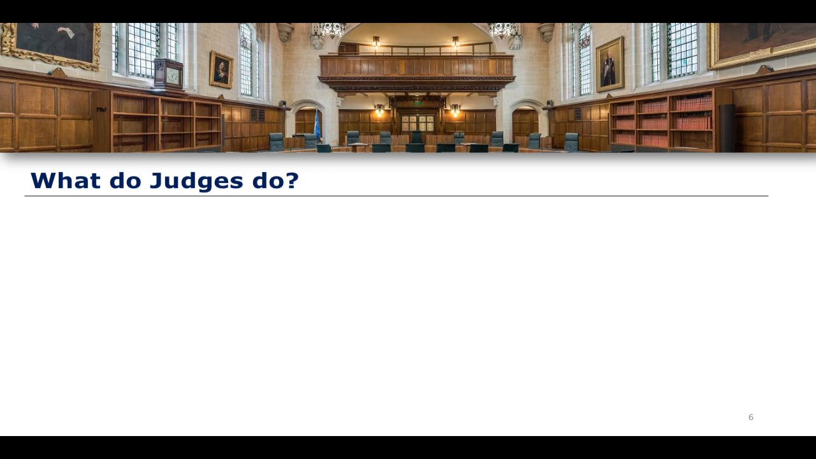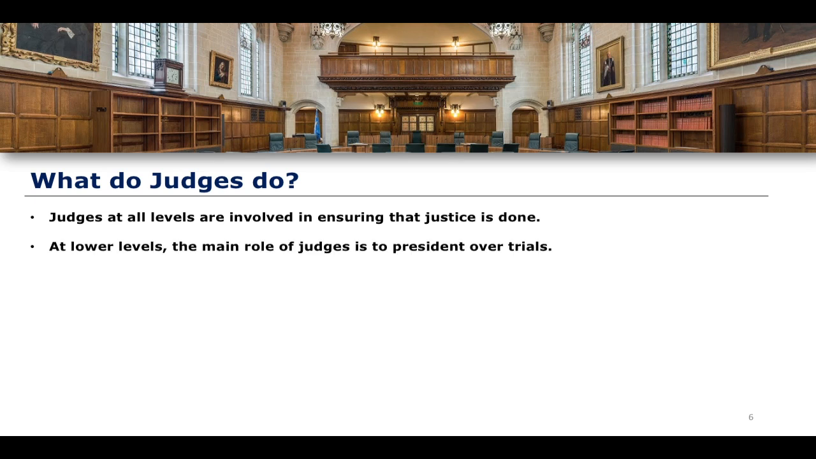Finally then, what is the role of judges? What do judges do? At all levels, whether we're talking about summary judgments in magistrates' courts, or all the way up to the High Court, the Court of Appeal and the Supreme Court, judges are involved in ensuring that justice is done. At the lower levels, judges will preside over trials. So in civil and mostly in criminal cases, a judge is a trial judge, somebody who presides over trials.